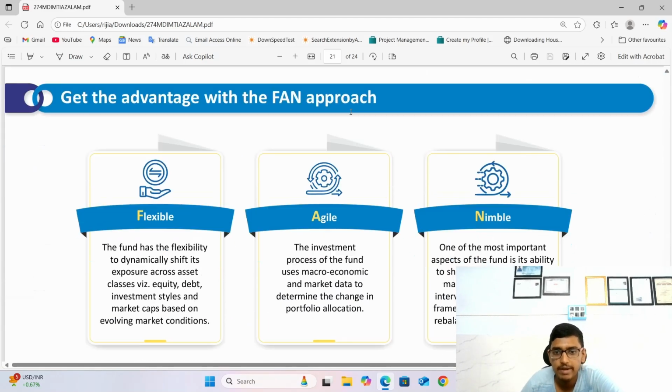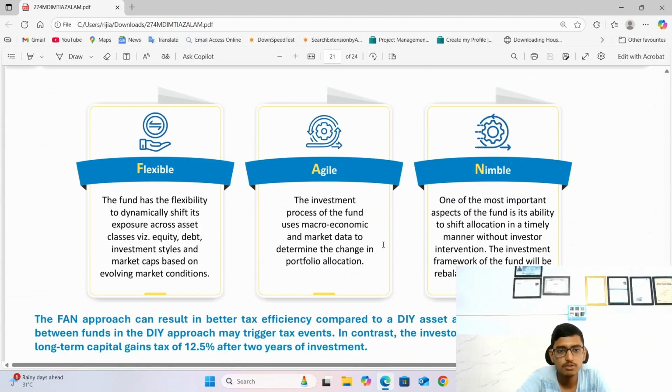Get the advantage of the FAN approach. So what is the FAN approach? Flexible: the fund has the flexibility to dynamically shift its exposure across asset classes, that is equity and debt, and investment styles and market caps based on evolving market conditions. So it depends on the market conditions in which sector or asset the fund wants to invest.